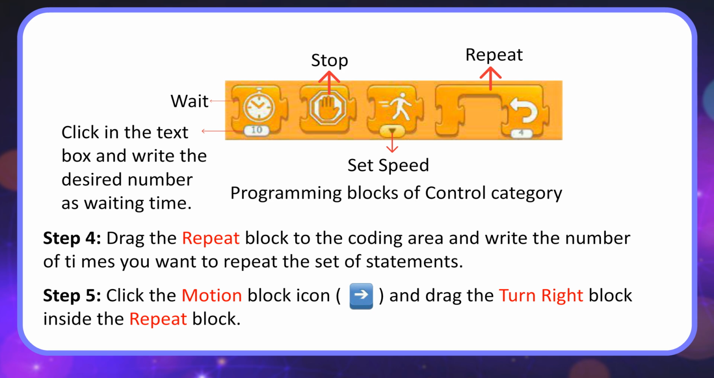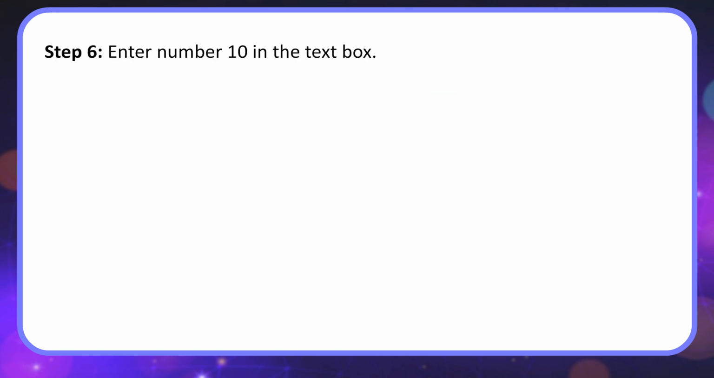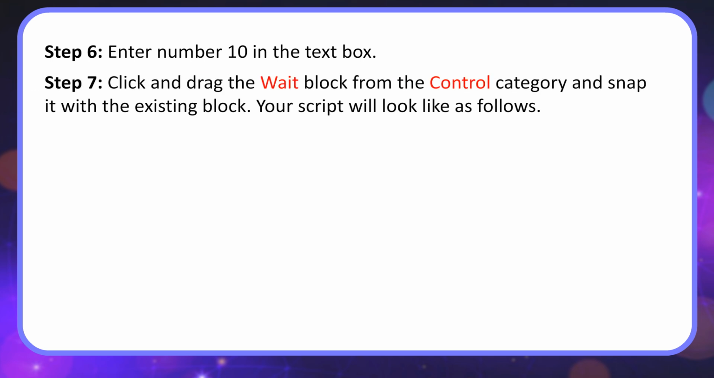Step 5. Click the motion block icon and drag the turn right block inside the repeat block. Step 6. Enter number 10 in the text box. Step 7. Click and drag the wait block from the control category and snap it with the existing block. Your script will look as follows.